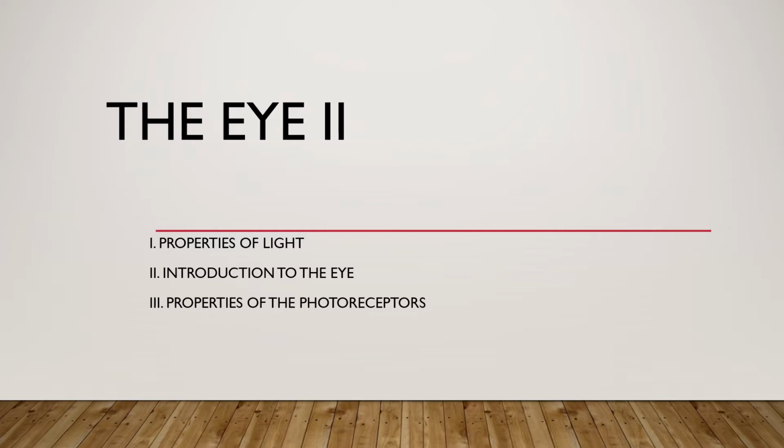So we talked about the properties of light. We did the introduction to the eye, and really in the overall introduction to vision, also we're still in the eye, are the properties of the photoreceptors are very important for how we see the world.